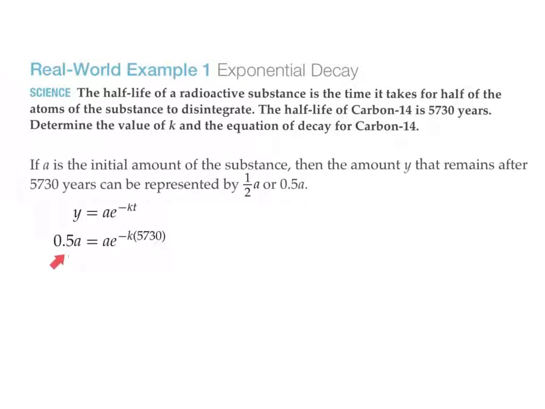So if I plug in right here 0.5A for my ending amount, and A as my beginning amount, the A's are just going to cancel out on both sides, which is good, because now the only variable that's left is K. So here's what we've got. When the A's cancel out, I'm just left with 0.5 equals e to the negative 5,730K. Now I switched it around because that's how we usually put the variable second, right?